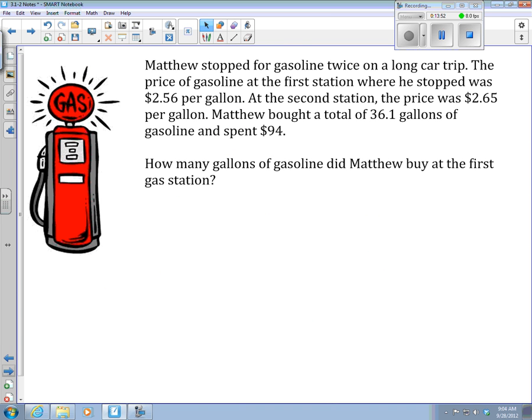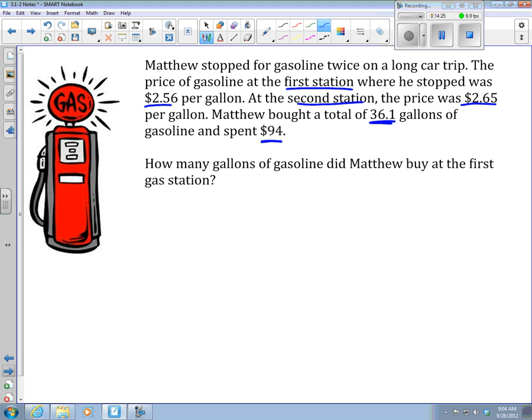Let's try this one. Okay, I'll set this problem up for you and then we'll be done. Matthew stopped for gasoline twice on a long car trip. The price of gasoline at the first station is $2.56. At the second station, the price was $2.65. Matthew bought a total of 36 gallons. That's a key number right there. And spent a total of $94.